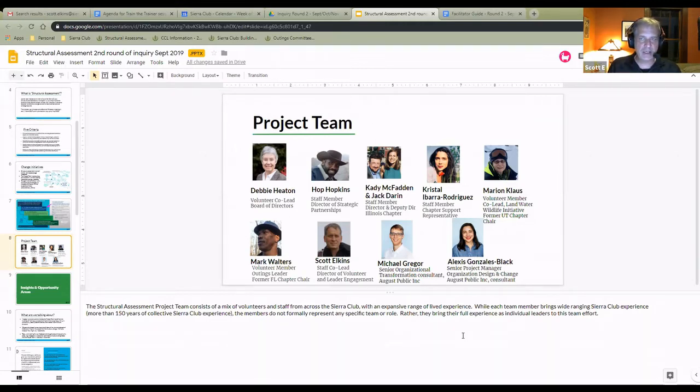And between the 8 members, 7, Katie McFadden and Jack Darren share a seat on the project team and have 1 vote. We have over 150 years of collective Sierra Club experience that we bring, and we also represent a wide variety of pathways and experience inside the Sierra Club and outside in lived experience. So with that, I'm going to turn it over to Mark Walters. I'm going to keep the slideshow up because he's going to walk through these next stages. And Mark, it's all yours.